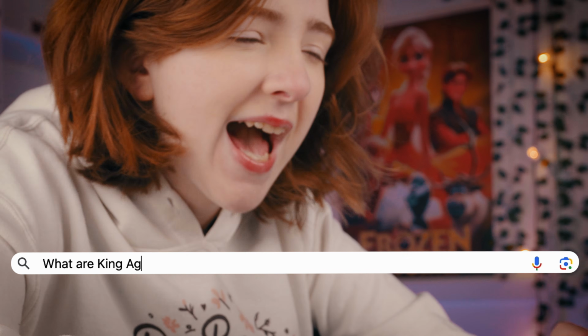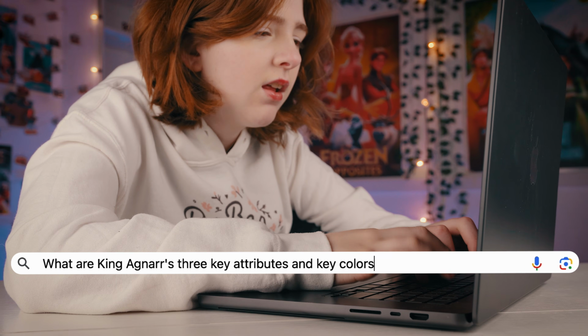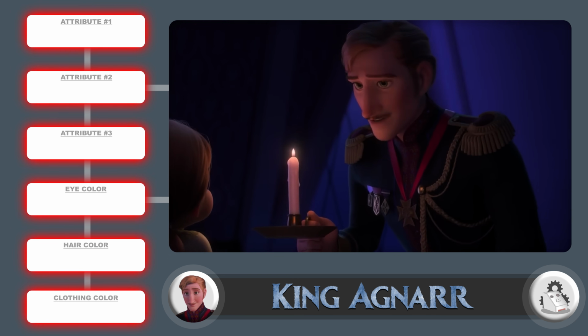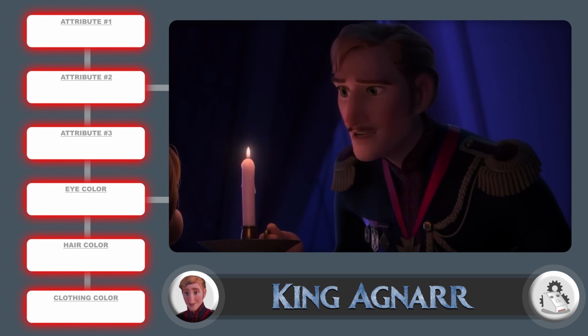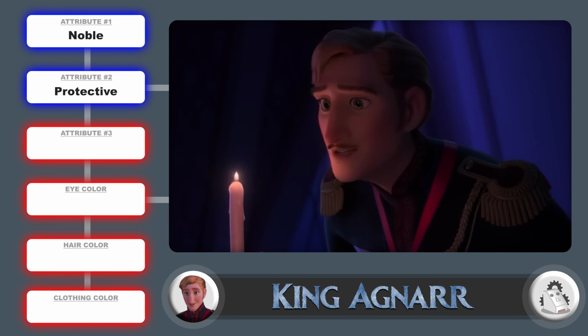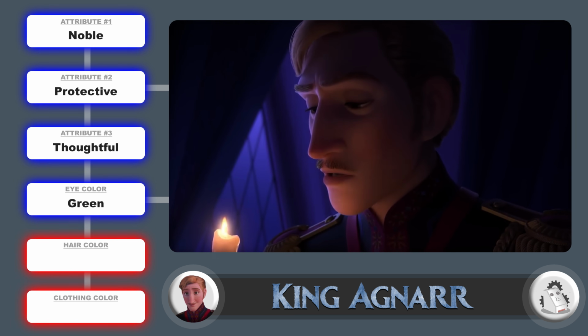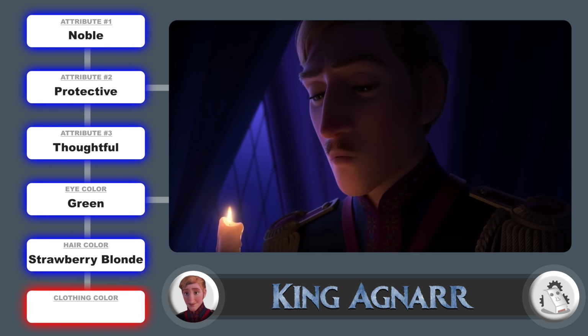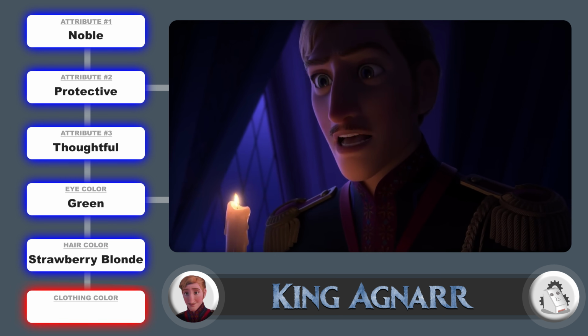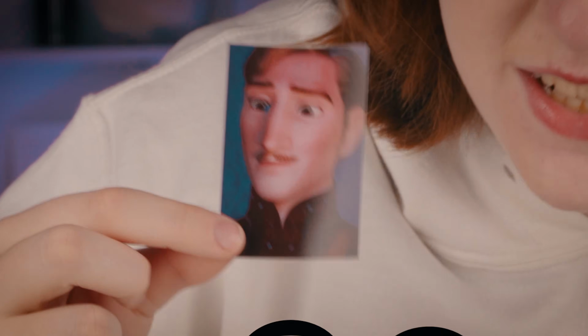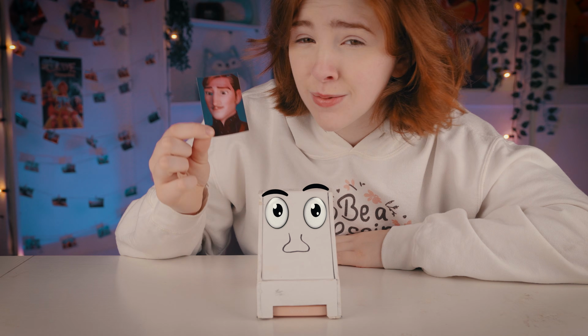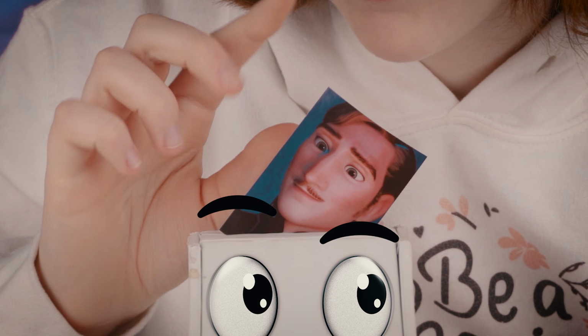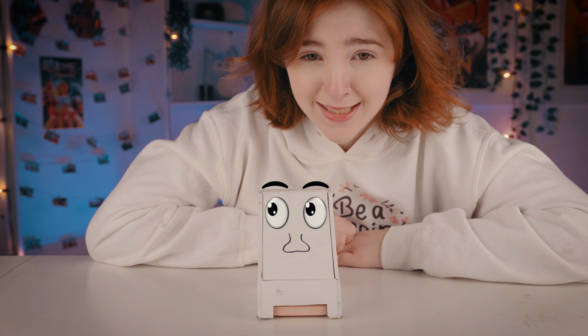Next is King Agnar. Okay, Craig, what are King Agnar's 3 key attributes and key colors? For the character King Agnar, his 3 key attributes are noble, protective, and thoughtful. His eye color is green, his hair color is strawberry blonde, and his key clothing color is light royal blue. Okay, Craig, turn King Agnar into an Arctic animal using these attributes and colors. Yes.